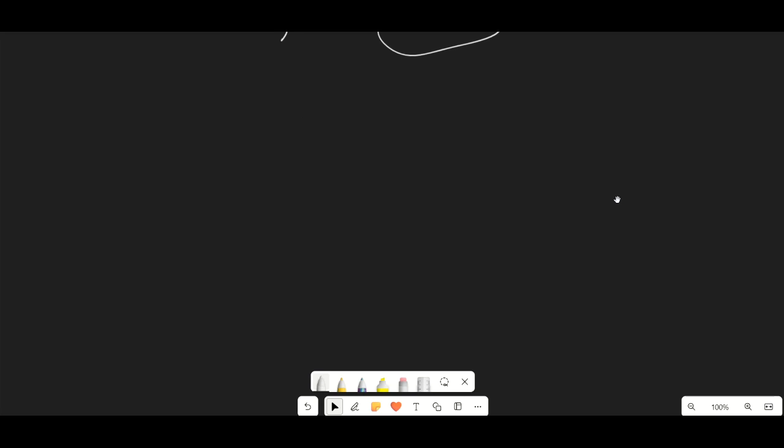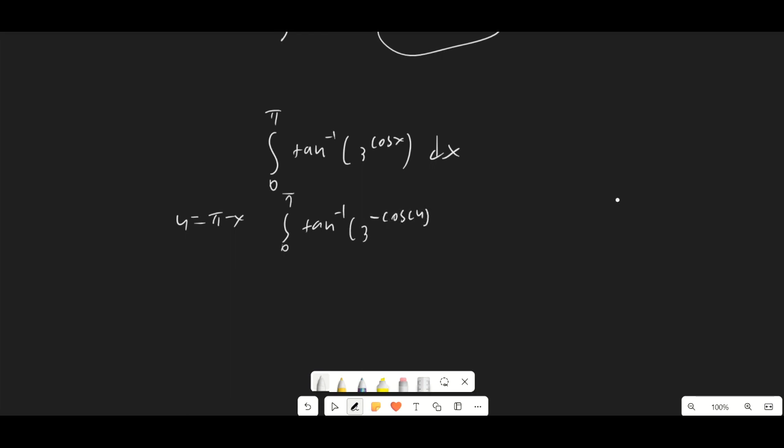All right, now this one's kind of fun. We have the integral from 0 to pi of inverse tangent of 3 to the cosine x dx. Whenever you see really goofy looking stuff that looks completely unsolvable, just try King's property. So after u equals pi minus x, we get the integral from 0 to pi of tan inverse of 3 to the negative cosine u du, because cosine of pi minus u equals negative cosine u.